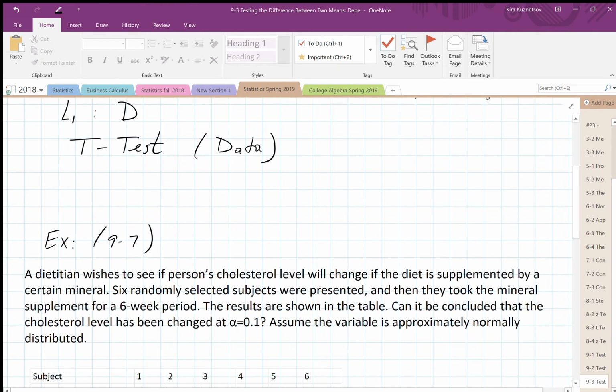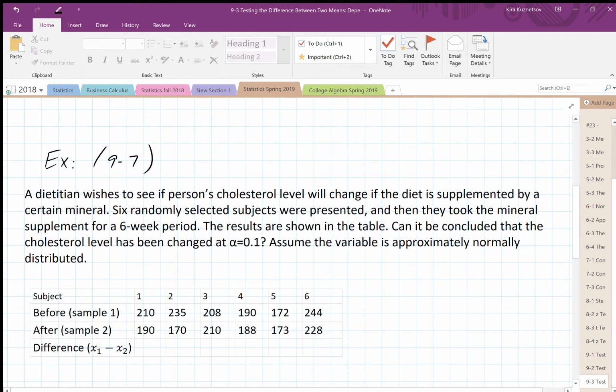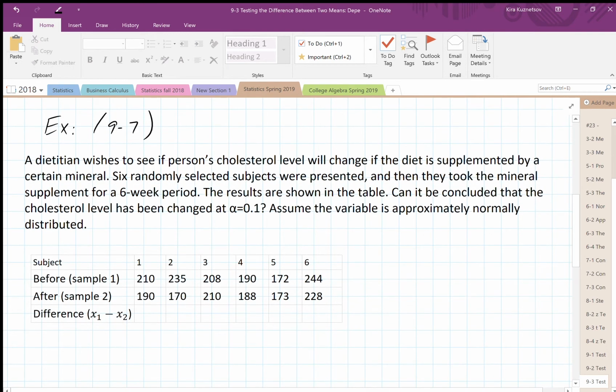It is the 9-7 example. A dietitian wishes to see if a person's cholesterol level will change if the diet is supplemented by a certain mineral. 6 randomly selected subjects were pretested, and then they took a mineral supplement for a 6 week period. The results are shown in the table. Can it be concluded that the cholesterol level has changed at alpha 0.1? Assume the variable is approximately normally distributed.